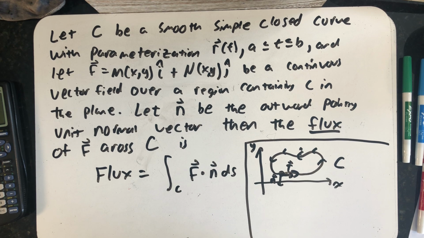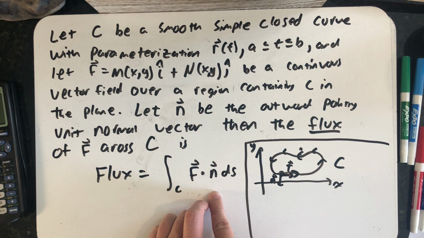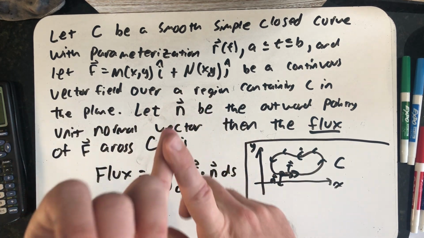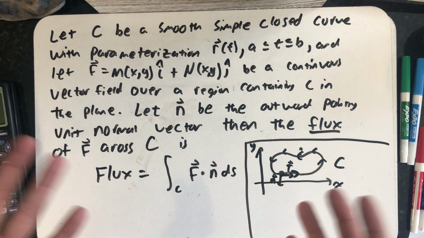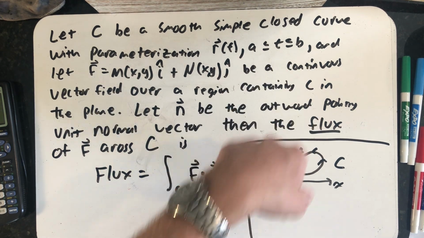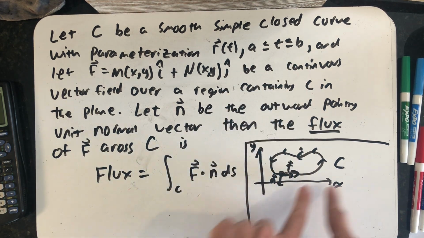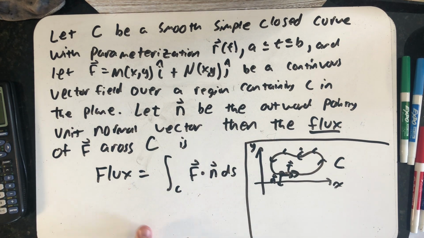The flux of F across C is this path integral, and what you'll notice is the difference between flux and flow is that the tangent direction has been replaced with this outward pointing unit normal direction. And we're going to need to figure out a way to calculate that, and we're going to need to talk about what it does. But it really is doing the same thing that flow's doing, just outwardly rather than around. All right, so now let's pick up the terms simple and closed.